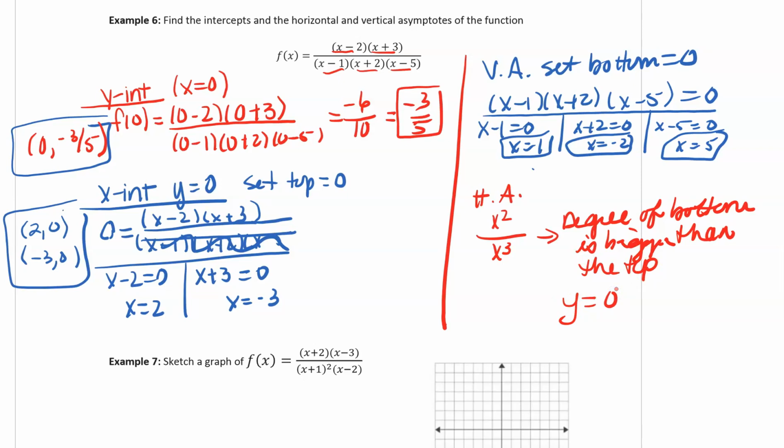So look at all that algebra that we were able to accomplish. We're now able to see where it's crossing the x-axis, where it's crossing the y-axis, where asymptotes are occurring, and we're better able to see what this graph is doing.